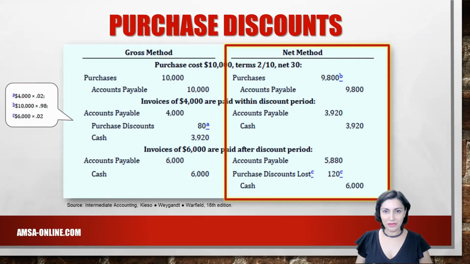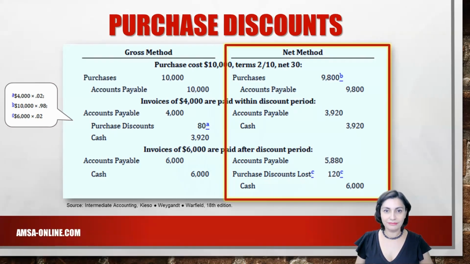Let's look at the net method. When a company uses the net method under the periodic inventory system, it records the purchases and accounts payable at the amount that will be paid after any early payment discounts have been applied. In other words, the discount is recorded upfront, as it is assumed that the payment will be made within the discount period. The net method is considered better for two reasons.